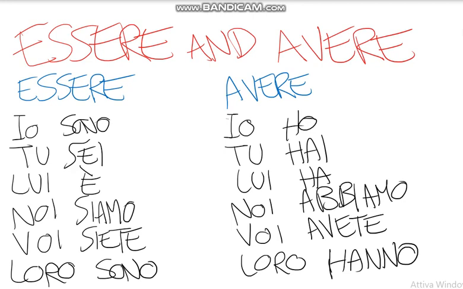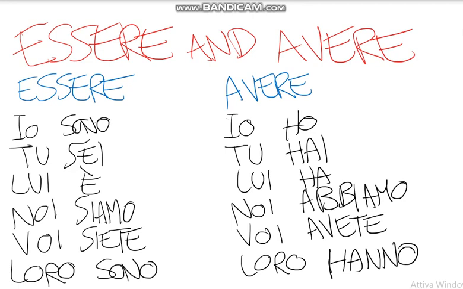Tu sei, which means you are, you singular, because in English there's you for just one person and you for a group of people. Well, in Italian we have two different pronouns. Tu is for just one person. So tu sei is you singular are.